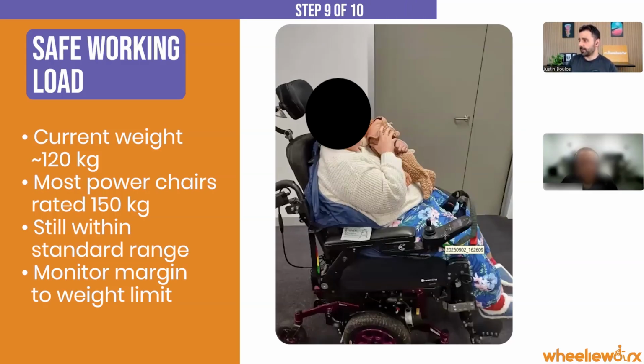I know the Glide Sensor, the bariatric one, is 250 kilos. So if you're happy with the Glide, then stick with that. But otherwise you can go Permobils or Quantum HDs. There are HD versions of those chairs as well.